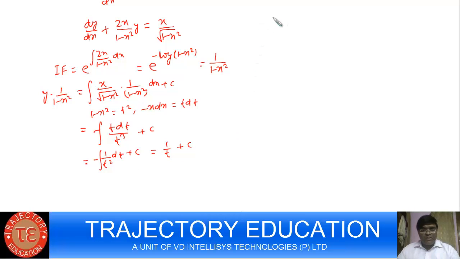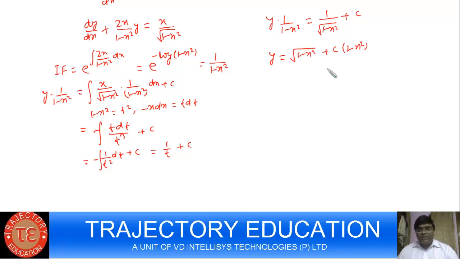This is 1 by t plus constant. So it becomes y upon 1 minus x square equals 1 by t, and t is square root of 1 minus x square, plus c, or y can be written as 1 upon square root of 1 minus x square plus c times 1 minus x square.